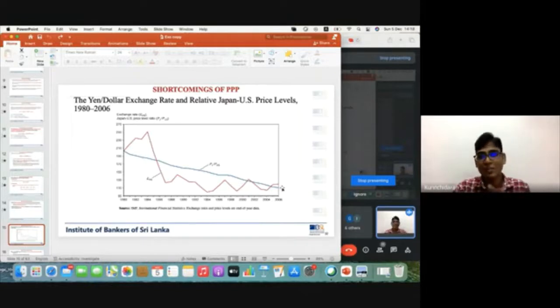So in a broader perspective, purchasing power parity does give some kind of signals, but it doesn't mean you could forecast the next 6 months or next 1 year or next 2 years. Sometimes it won't be the case.